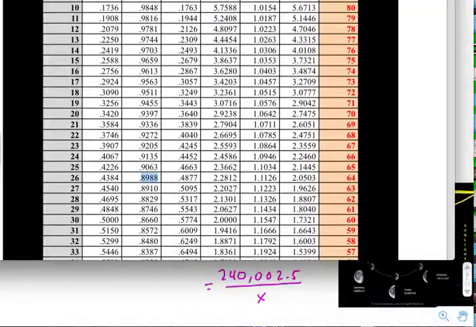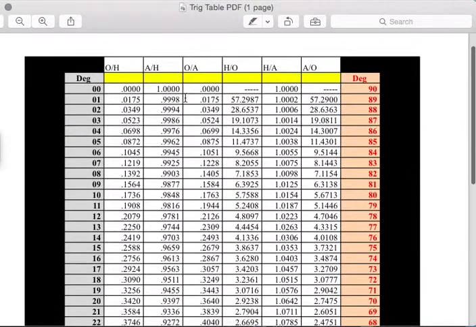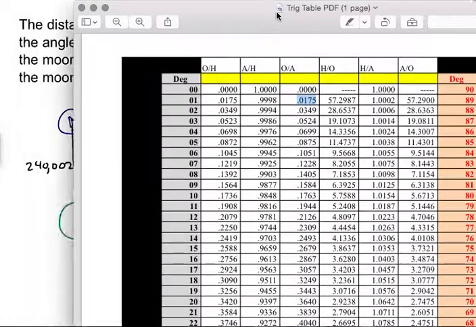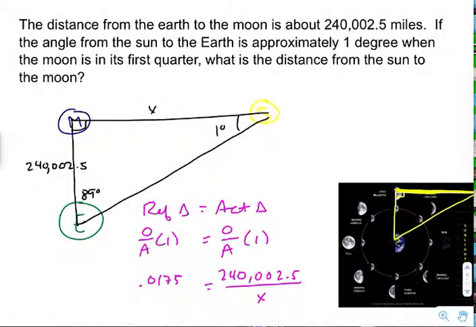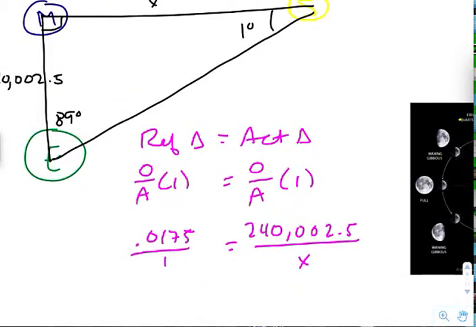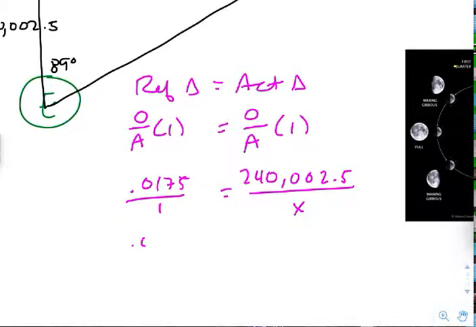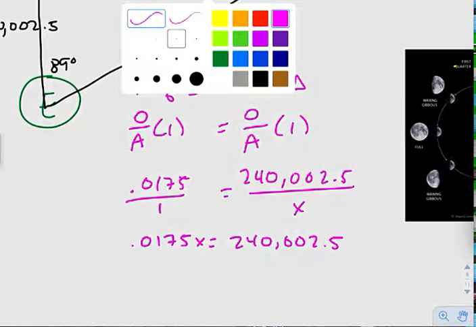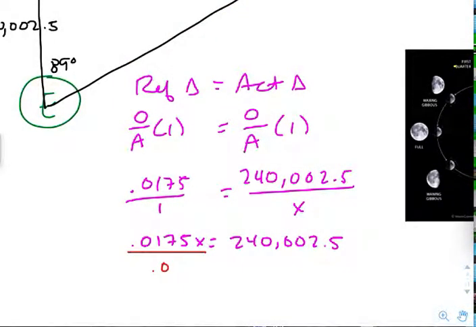Let's rock our trig sheet. Remember to move that, Mr. Collins, when you're done. Opposite over adjacent, third column, 1 degree is 0.0175. Okay. So now as far as solving goes, I'm going to stick this guy over 1, do some cross multiplying. So 0.0175x is equal to 240,000, 2.5 miles. As far as solving goes, let's just divide by 0.0175 to kill that.